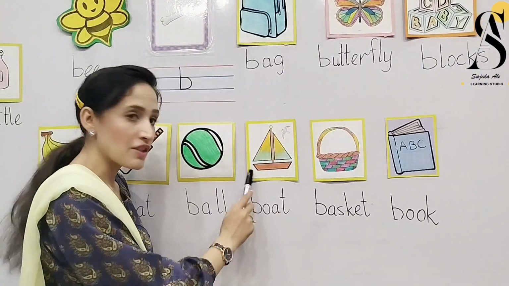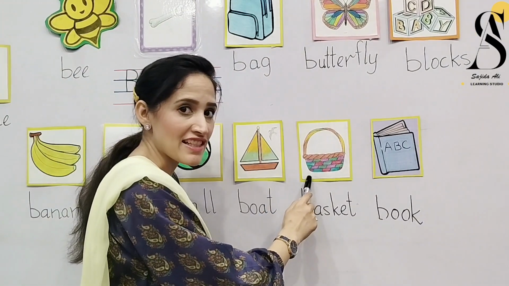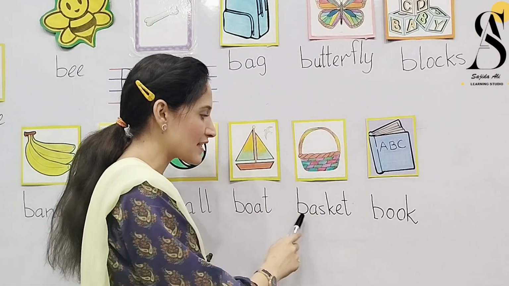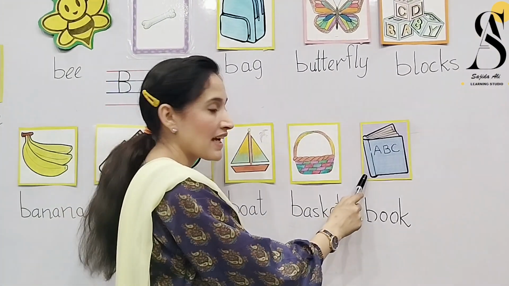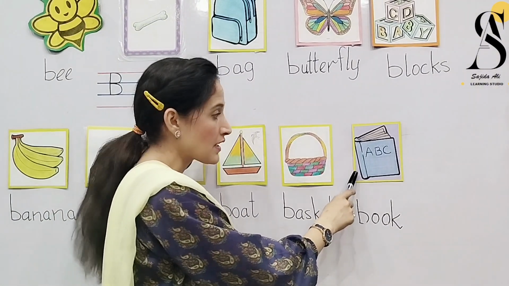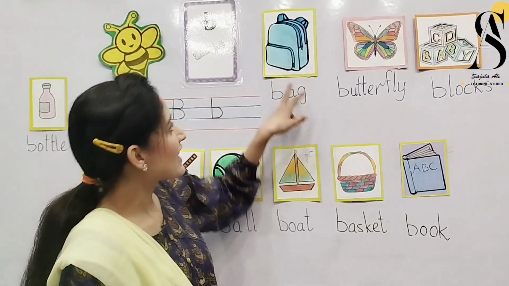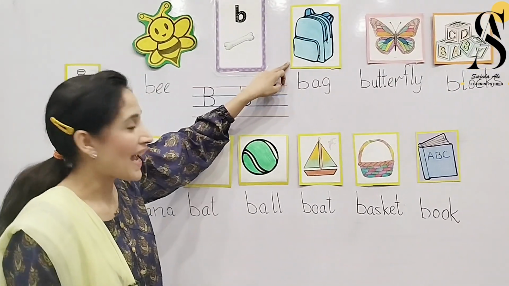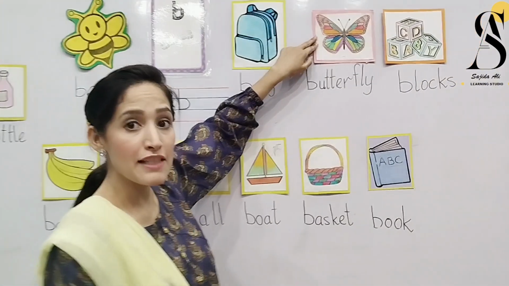Boat. Boat gives the sound b. And this is basket. What is this? Basket. And this is book. Book. Here you can see a bag. Bag. And this is butterfly.